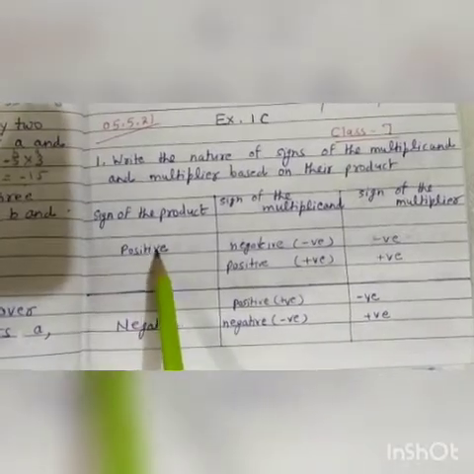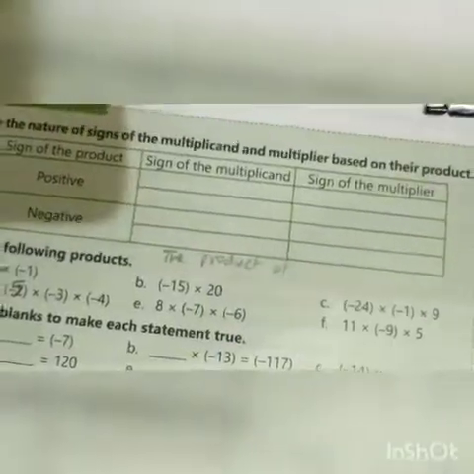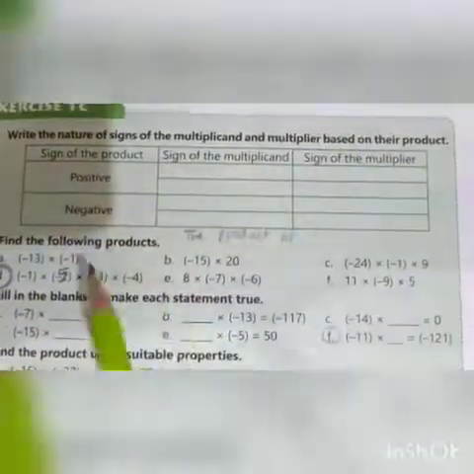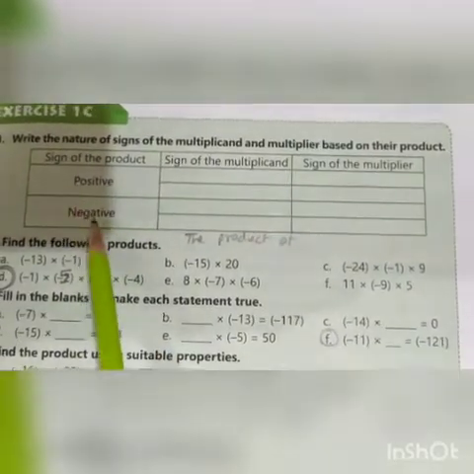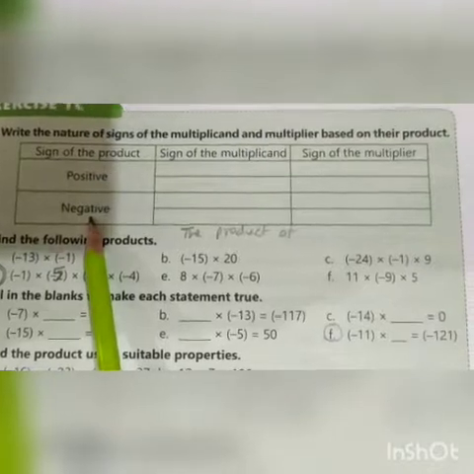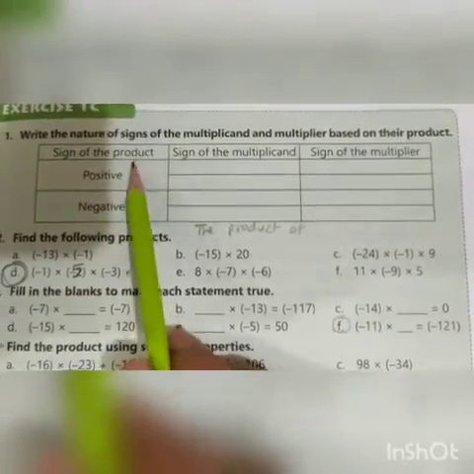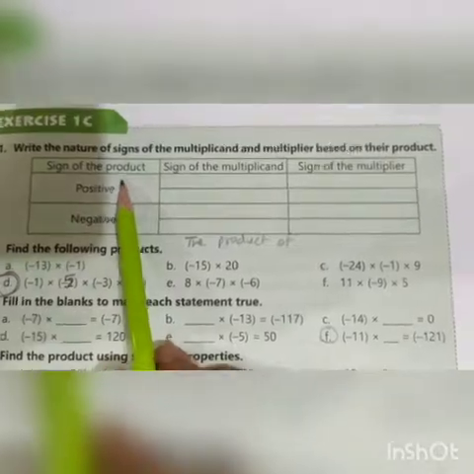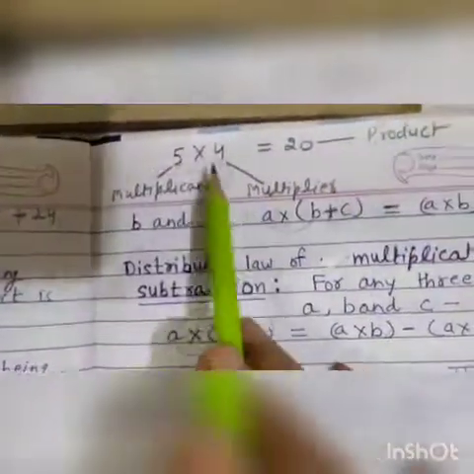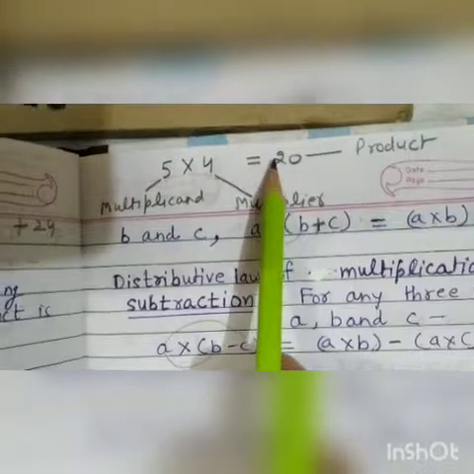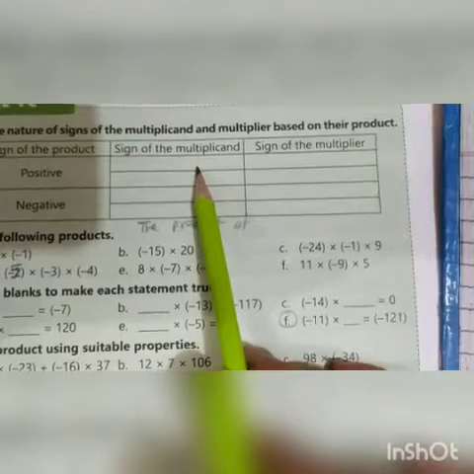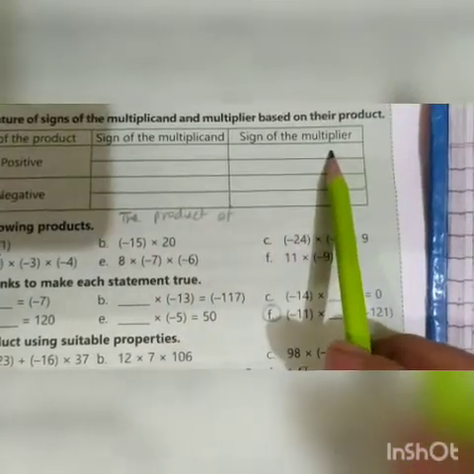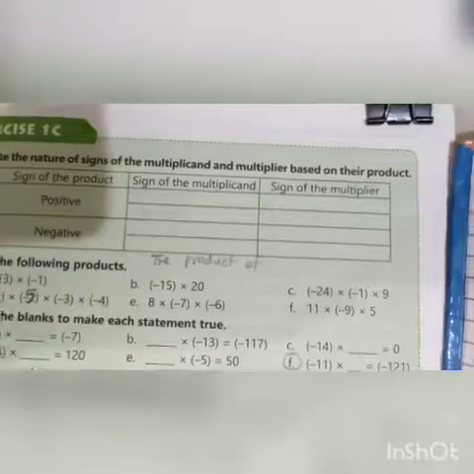There is a table. The sign of the product is given in our question already. See here. This is the question. The sign of the product is given positive in the first case, and in the second case it is negative. If we get a positive sign in the product, then what will be the sign of the multiplicand and what will be the sign of the multiplier? Let us see.